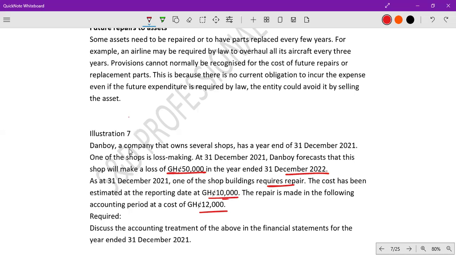Hello, sir. No. Do we make provision for future losses? It seems your line is breaking. No, we don't make provision for future losses. Is my line okay? Yeah, it's okay. Sir, please come again. I lost you. Sir, please come again.